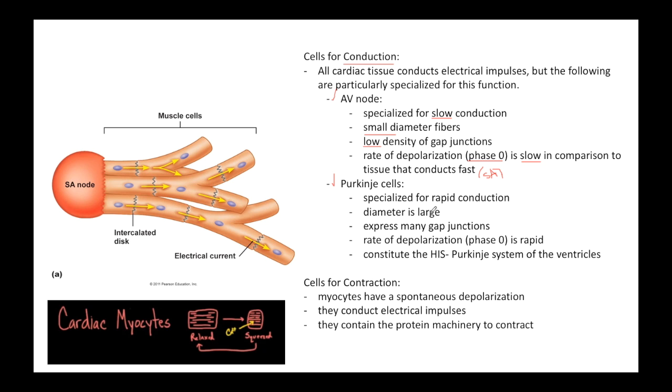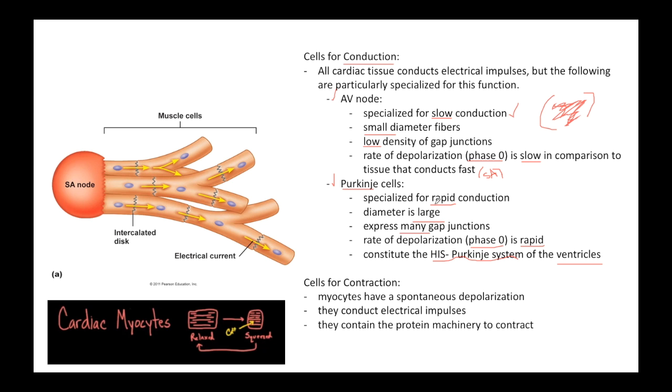And the Purkinje cells are specialized for rapid conduction. And they do this by having a large diameter and having many gap junctions, so their phase 0 is going to be rapid. And they're part of the His-Purkinje system, in case the name wasn't clear enough as it is. But the reason we have this difference for slow conduction and rapid conduction is our AV node wants to make sure we have a pause, something slowed down, so our ventricles have enough time to fill up with all that blood in there.